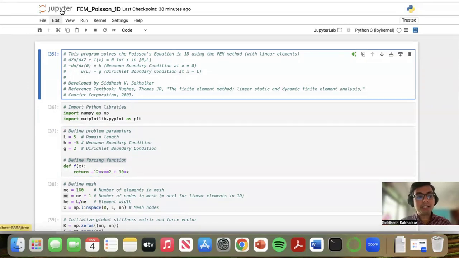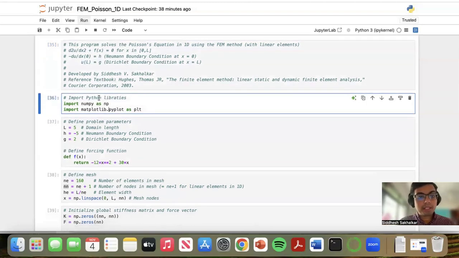So this is a Jupyter Python notebook code. These lines over here describe the problem that we are trying to solve. This is the Poisson's equation in 1D for the domain X belonging to 0 to L. At X equal to 0, we have a Neumann boundary condition, whereas at X equal to L, we have a Dirichlet boundary condition.